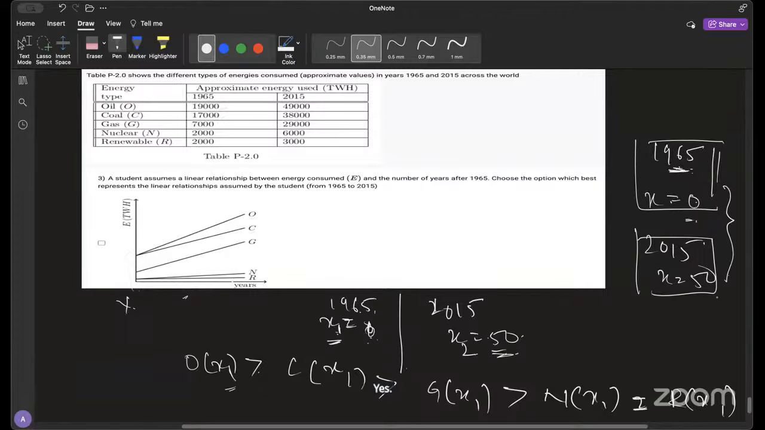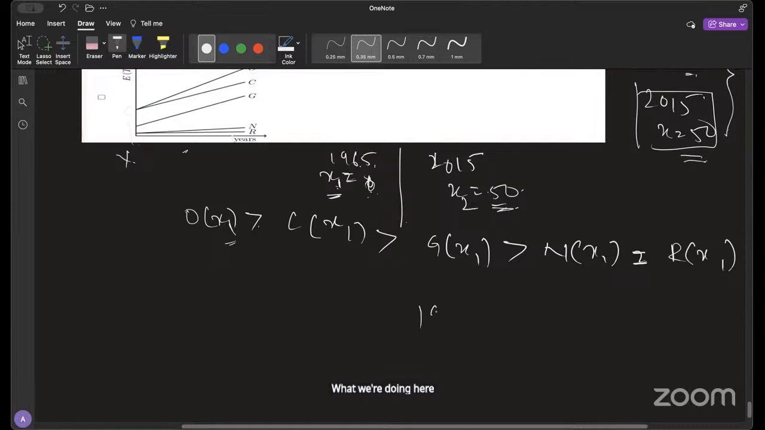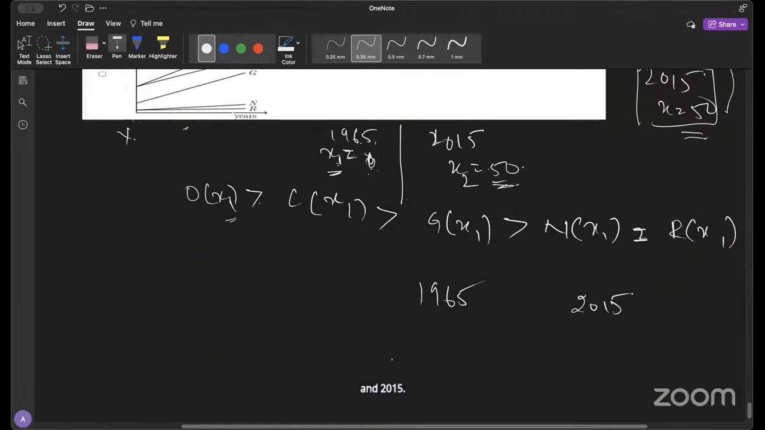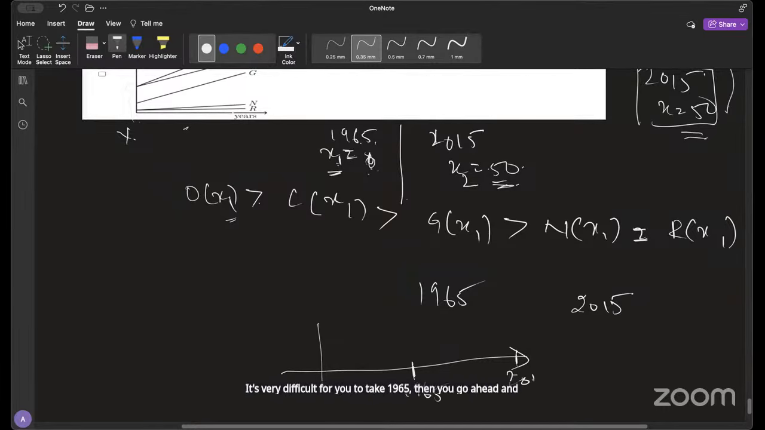Is this part clear to everyone? Ma'am, why do we take the difference? What we're doing here is you have been given 1965 and 2015. You can't actually take those on the x-axis. It's very difficult to take 1965 and then go ahead and take 2015. So it's not going to matter. It will still remain the same.